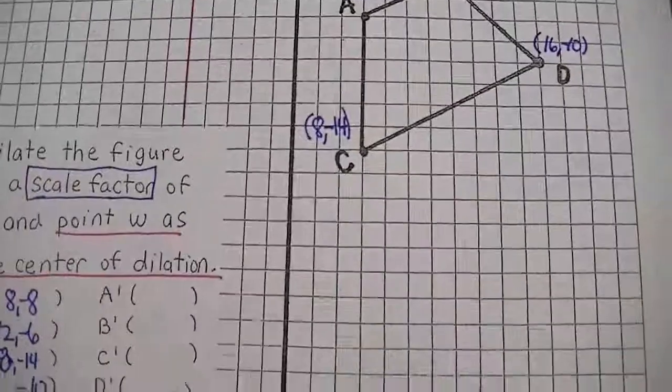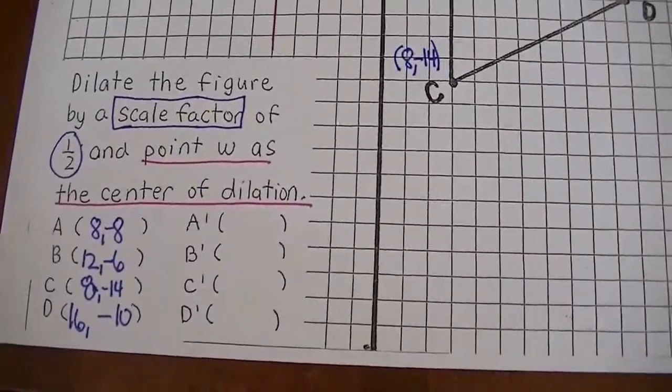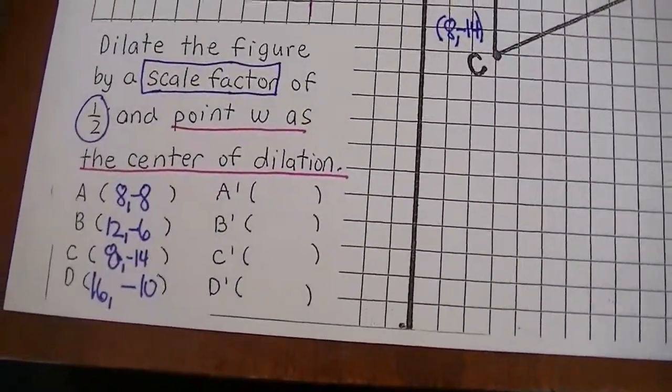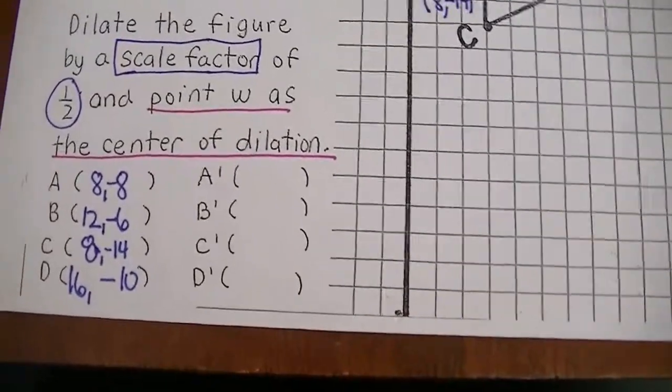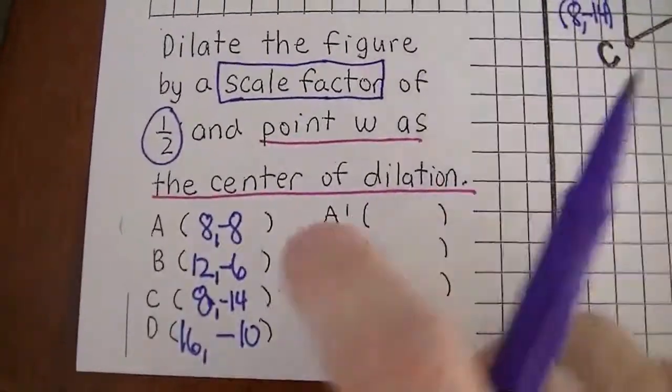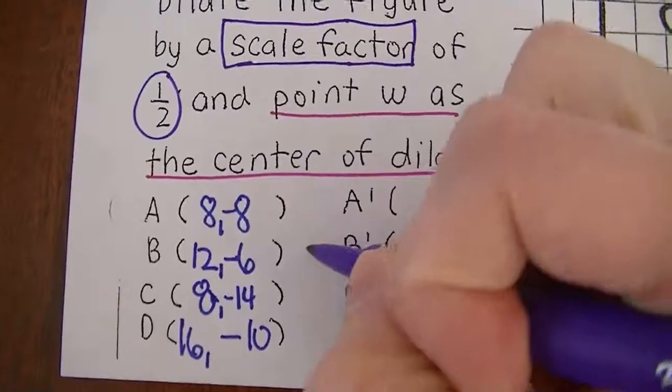Okay, so we got that taken care of. Now it's time to do the dilation part where we multiply by the scale factor. And again, the scale factor is 1/2. So you're going to take all those points and multiply them by 1/2.